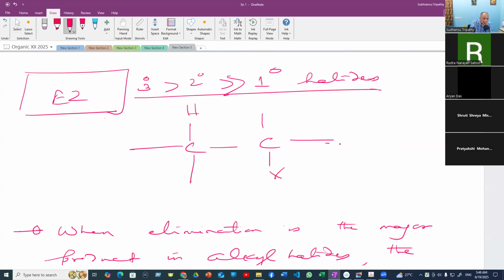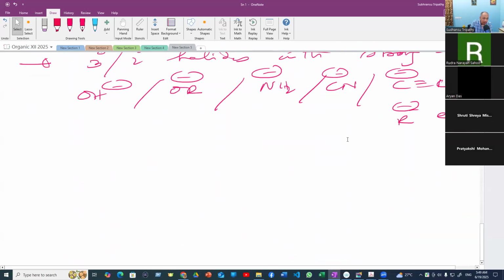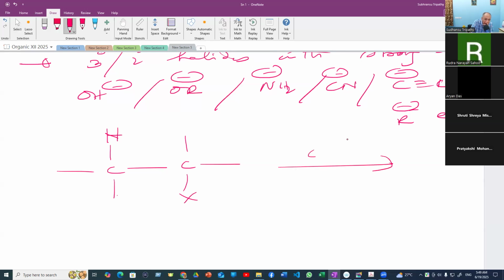Now here in E2, what happens, there will be only one step via a transition state. This is the beta hydrogen. That is why it is called beta elimination. You are using a strong base. Strong base will have a negative charge. Then that will abstract a beta hydrogen. This is the alpha position with respect to halogen. This is beta. That is why it is called beta. Alpha elimination is also there. We are not discussing that.